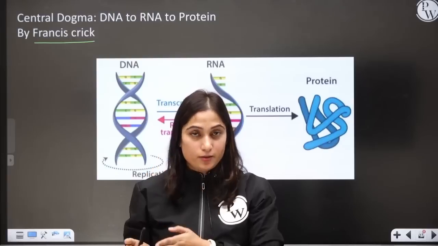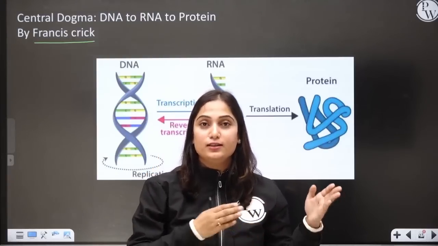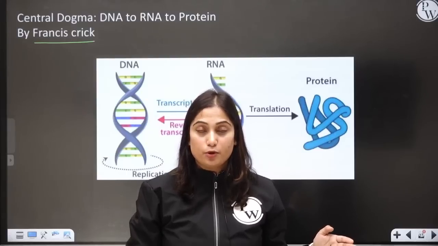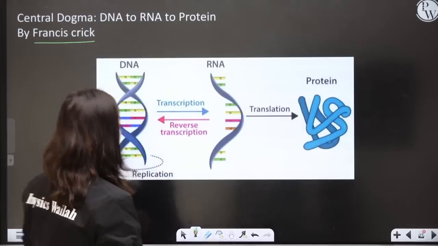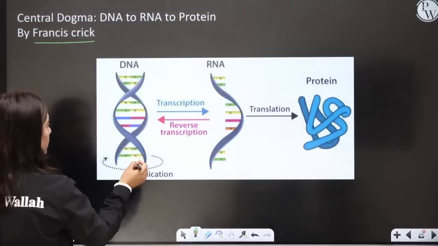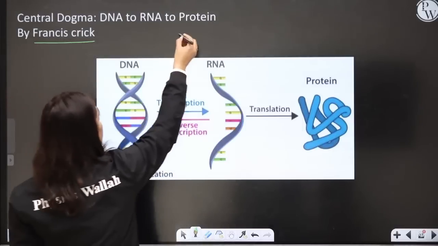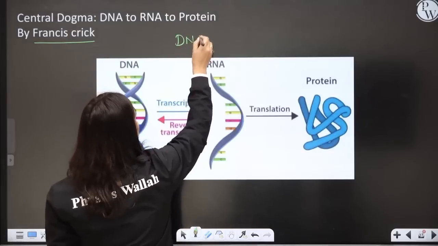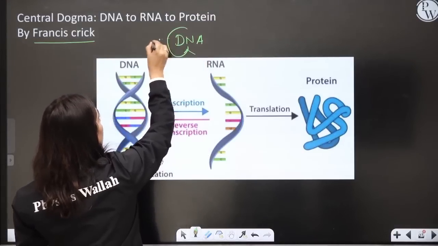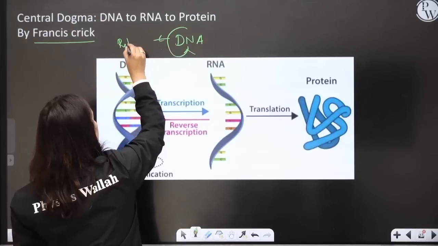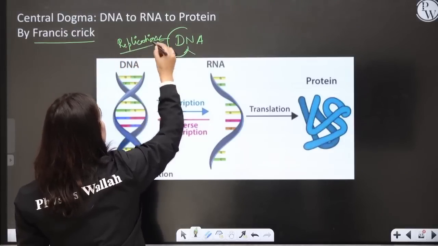So the information is passed on to RNA, and then RNA to protein, and finally the protein is responsible for the phenotype or for the expression. This is central dogma theory. So DNA can replicate itself. That means when it says DNA to DNA, it would be replication. This is the diagram of NCERT, that when DNA forms a copy of itself, it is replication.